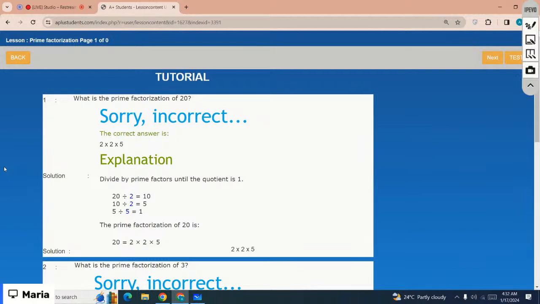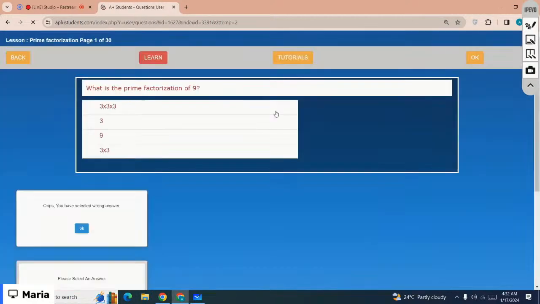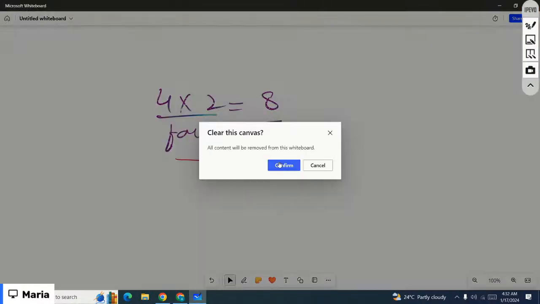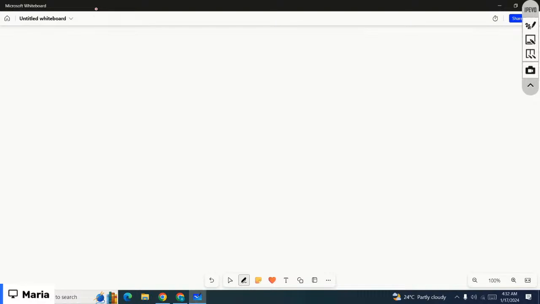Okay, what is the prime factorization of 20? Prime factorization means you need to make the factors of a number, but all the numbers must be prime, right? How do we make the prime factors? That is very easy. Whenever you have to make a prime factorization of a number, like 20, you have to divide the number by the smallest prime number. The smallest prime number that can divide 20 is 2. Just divide. 20 divided by 2 is 10, right?